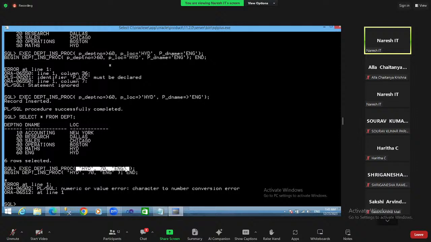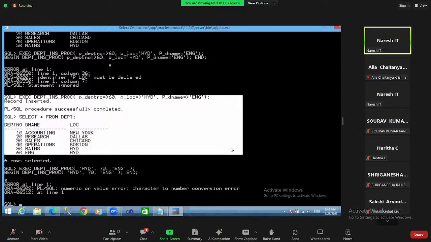Means we don't know exactly the positions. What should we pass first: department number, location, name? I don't know exactly. I am calling the procedure, but I don't know exactly what the first position value is, or what the second position value is. In this scenario, we use this method. Okay, guys?